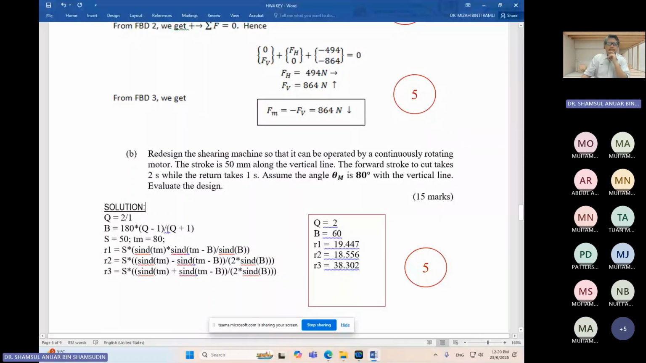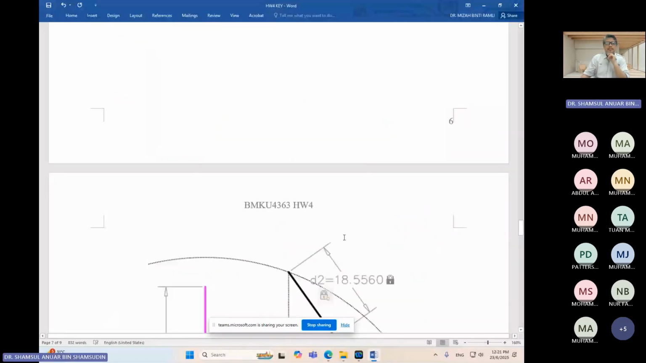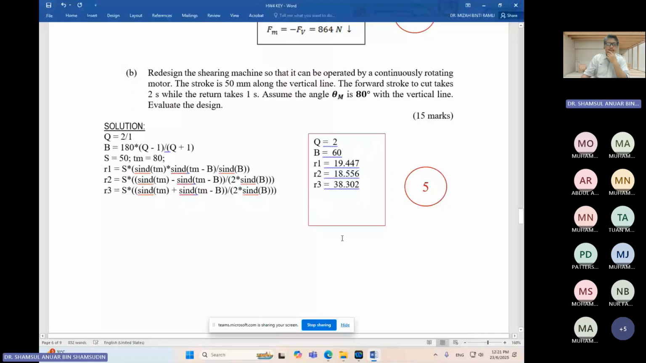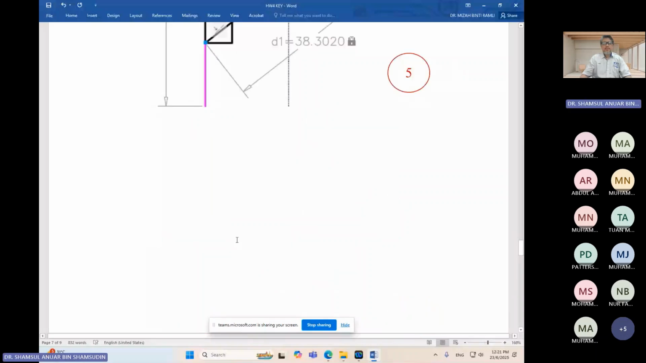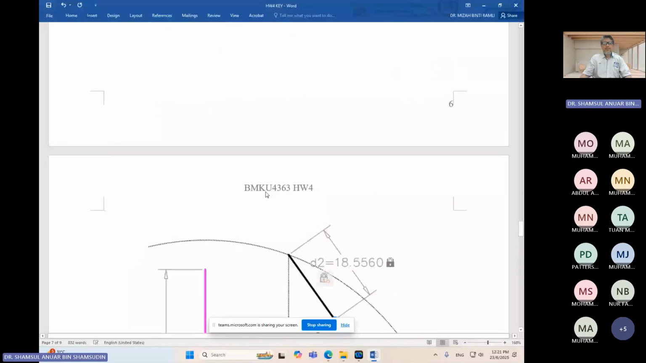Okay, this one you can check back. This is a design or synthesis question. So this you have to check back. I think chapter 4.